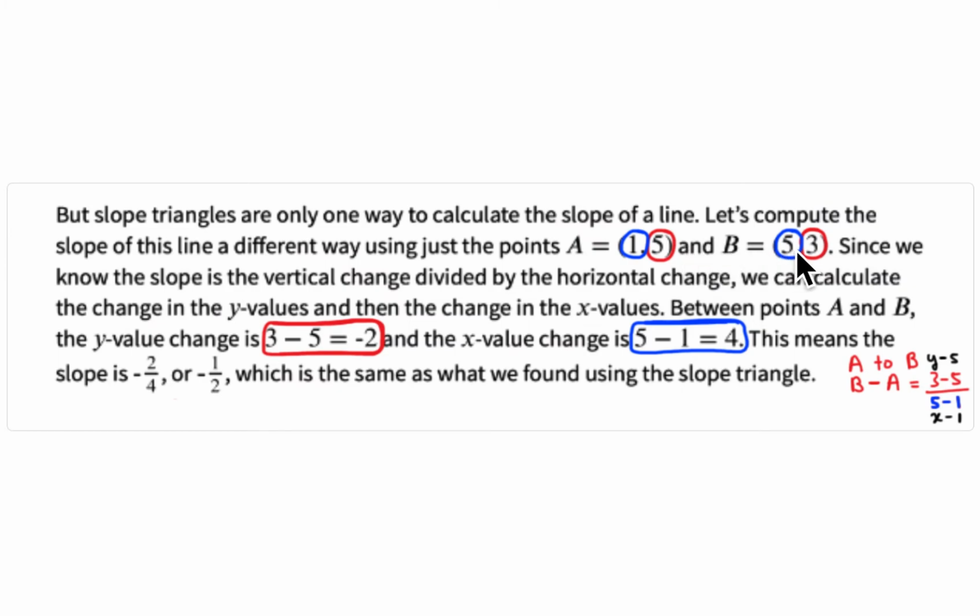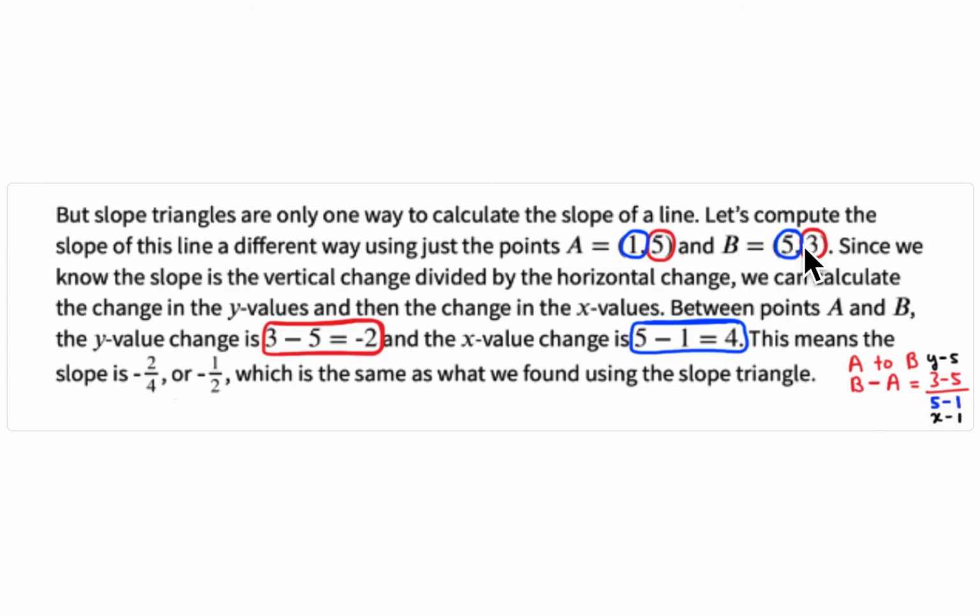So this is the y value. 3 minus 5 is equal to negative 2. So that's b minus a. So that's 3 for b minus 5 for a. And that is over the change along the vertical axis, the vertical change, over the horizontal change. And the horizontal change is where you end, 5, minus where you started, 1. So that 5 minus 1 is equal to positive 4.